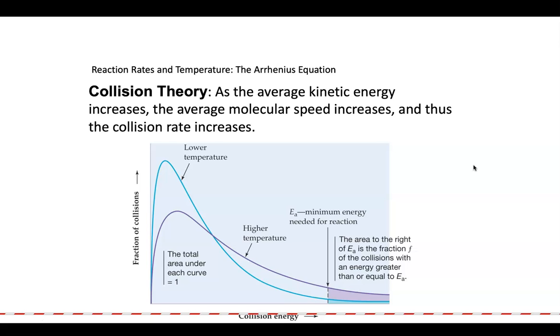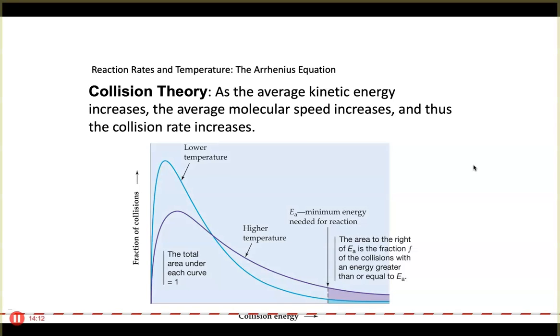It says collision theory: as the average kinetic energy increases, right? So if we increase the temperature, the average kinetic energy is going to increase. The average molecular speed increases, and thus the collision rate increases. And this is exactly what we were talking about when we were discussing vapor pressure. We know that at low temperature, we have this peak here where the majority of particles are going to be found with a particular kinetic energy. So we see that it has low energy.